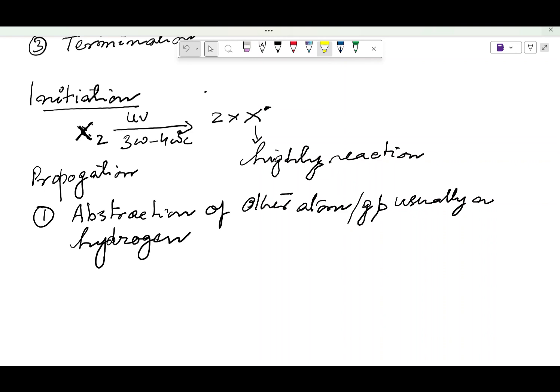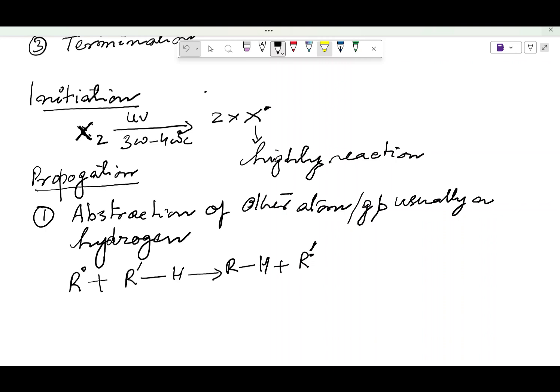This is one of the examples of this one. For example, this R with one radical, alkyl radical, and this is R dash H. Therefore, it will abstract the hydrogen in this way and generate R dash radical. Another type of free radical is generated in this way, that is what the propagation steps are.